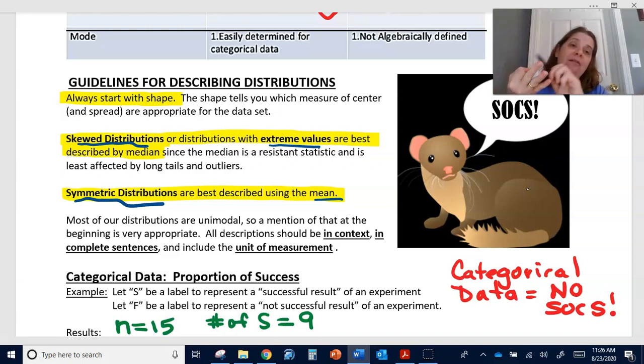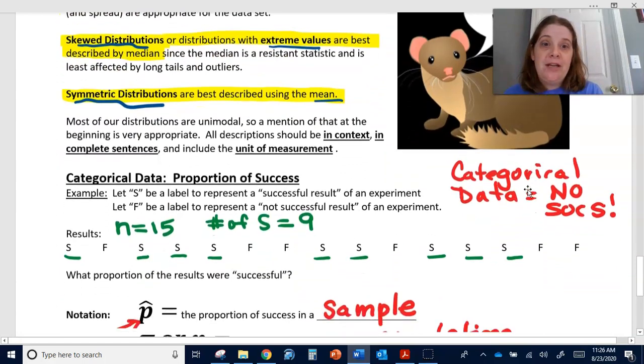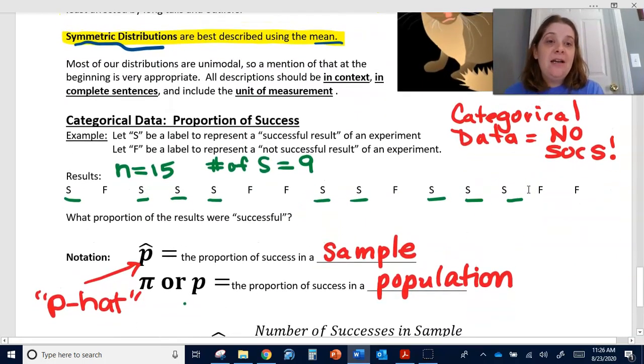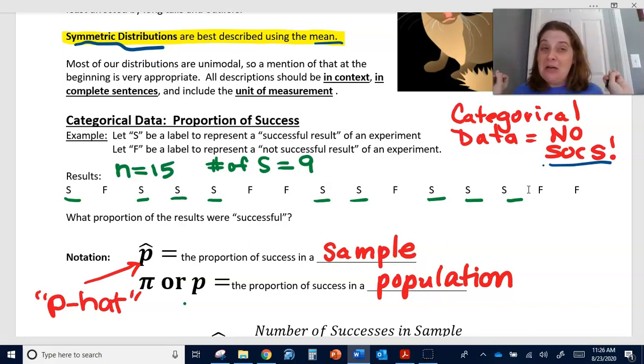We had mean, we had median, we have mode. We usually save mode to either talk about that unimodal, bimodal part of shape, or we use it to talk about categorical data. So remember, categorical data, there's no SOCS. So when you see you've got categorical data, you're not going to talk about shape. You're not going to talk about outliers, center, spread. None of that applies. That only applies to numerical data.